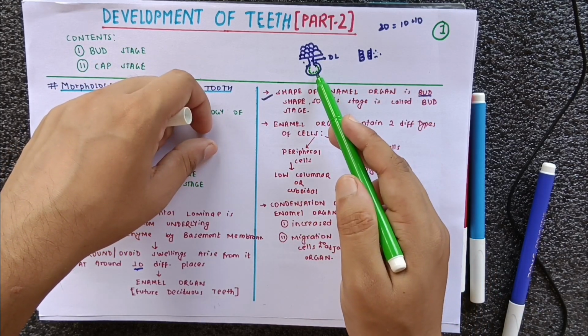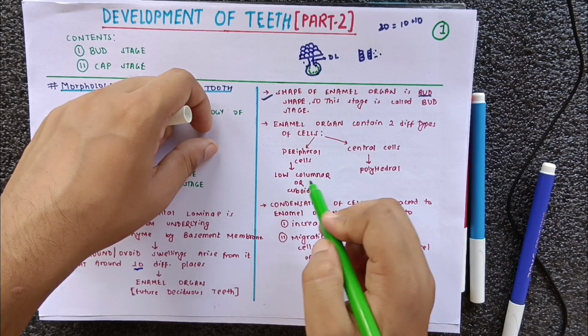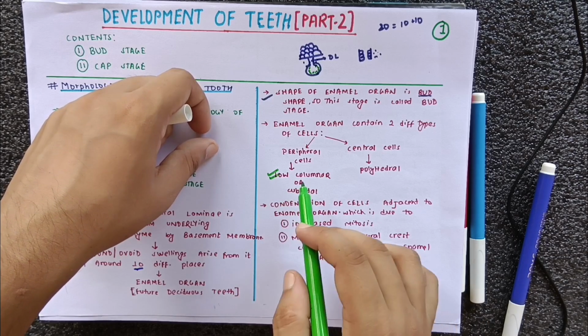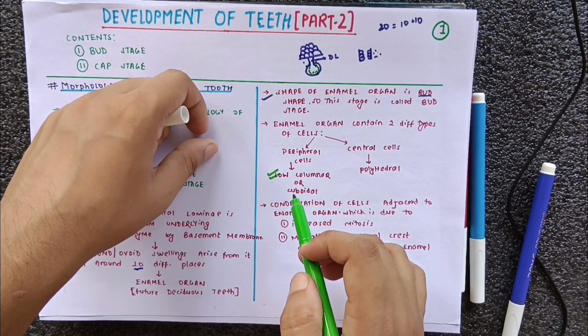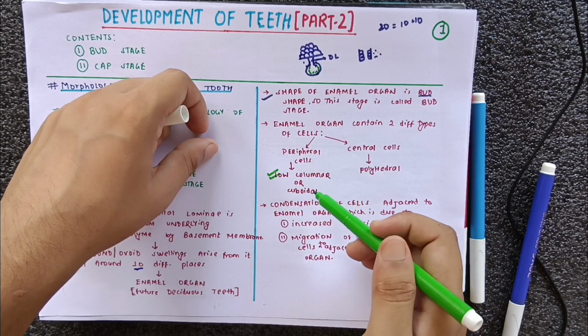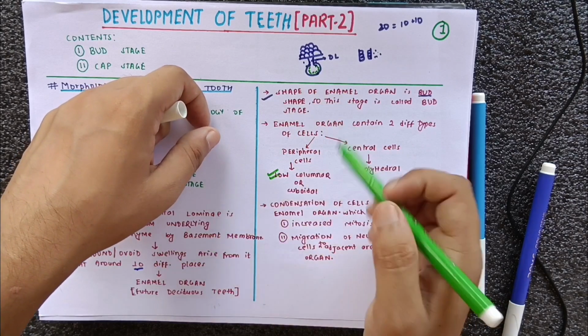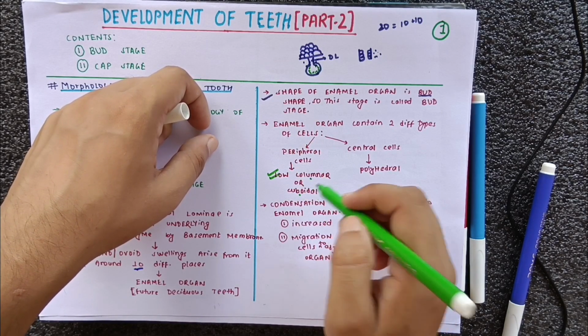The cells present at this peripheral portion are the peripheral cells, and they are low columnar to cuboidal. This is very, very important; you should understand this and also remember it. If they ask you in viva what is the shape of the cells present in the periphery of the enamel organ in the bud stage, you should say cuboidal or low columnar. It is very important.